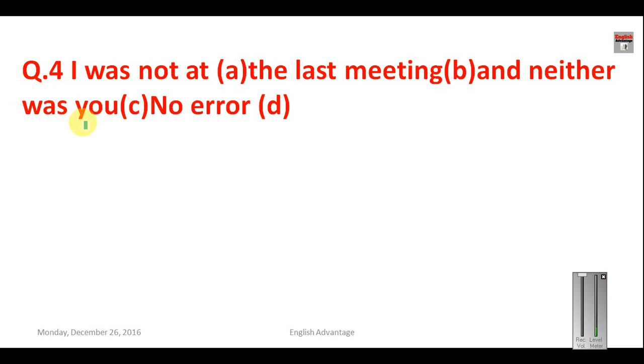Okay, now with this you always use the word were, not was. Okay, you were there. So in place of this was, you have to write here were. Okay, and here your answer will be this C. Question number 4, your answer is C.